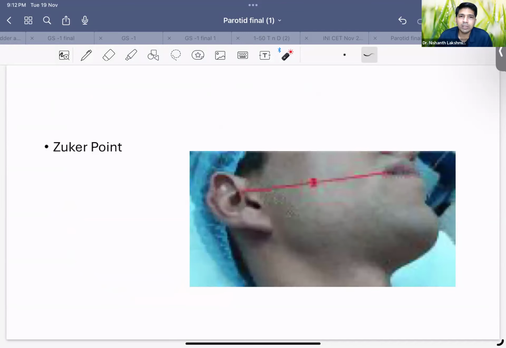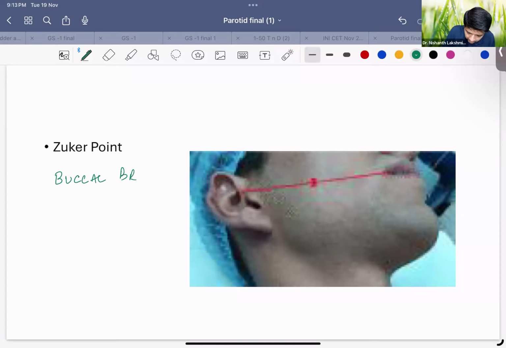Now moving forward, there is one surface landmark that you guys need to know, and that is called Zuckerkandl's point. Anyone, any idea what this is or what it is suggestive of? Sir, this is for Stensen's duct identification, sir. Palpation. Close by, but in reality, Zucker's point is basically for the buccal branch of the facial nerve.